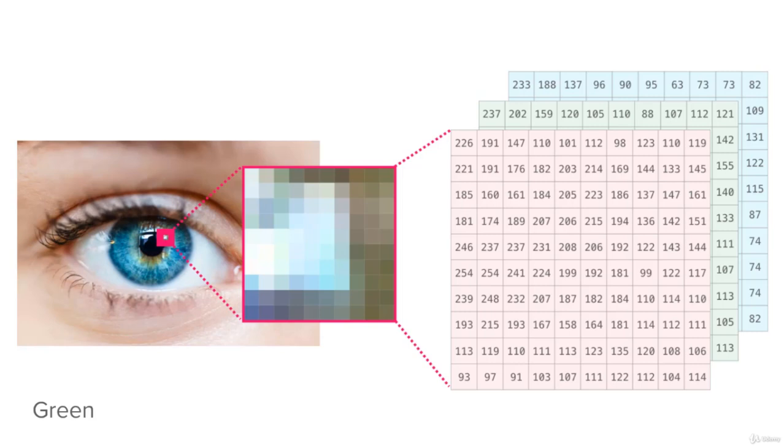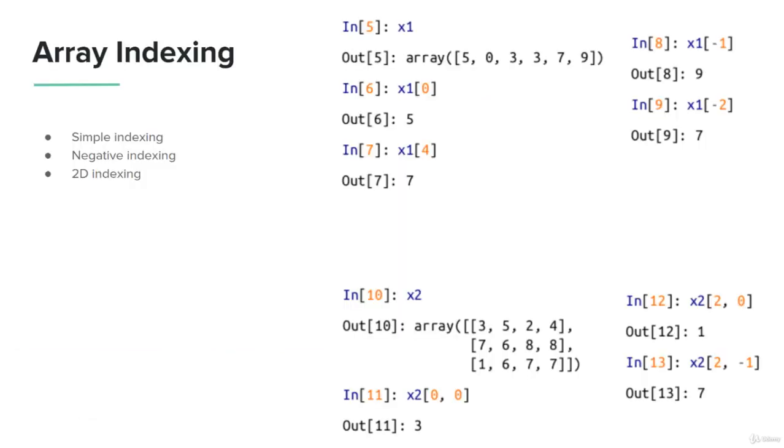The red, blue, and green channel. And we call them the RGB images, as you might have heard before. Okay, so let's move on to another concept of array indexing.